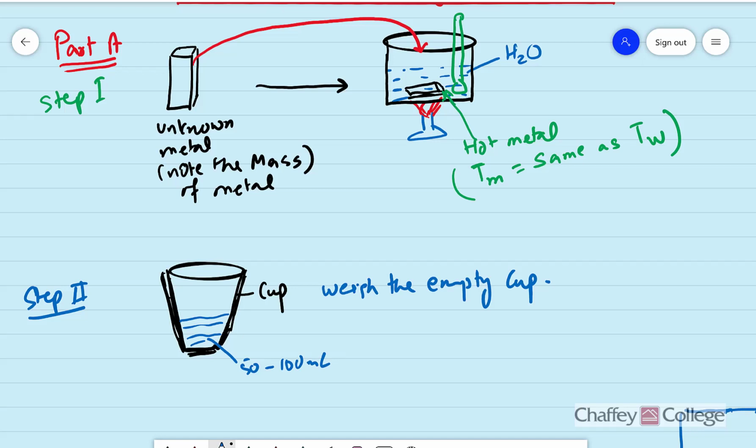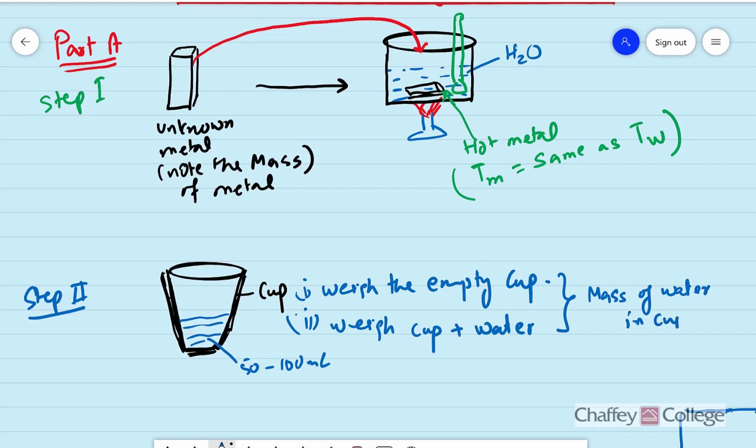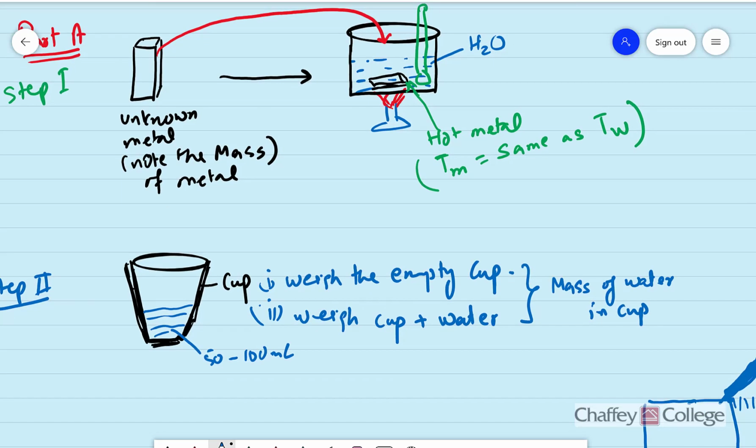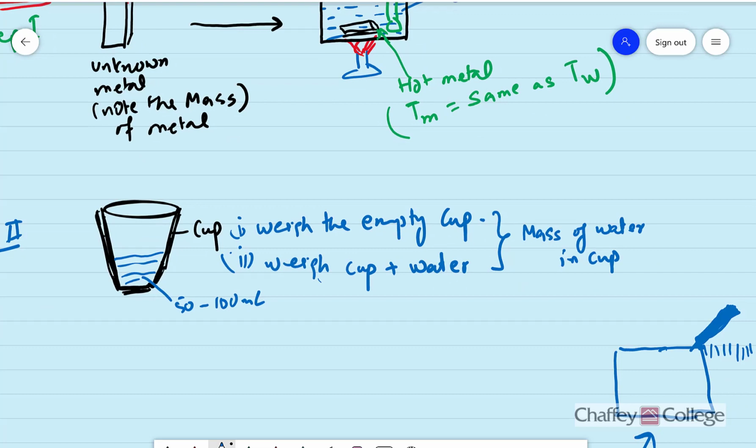Anywhere between 50 to 100. And after adding water, weigh again. So now it's cup plus water. So we have the empty cup mass as well as the cup plus water mass. From there we can calculate the mass of water in the cup. We will subtract the empty cup mass from the combined mass, so we can calculate the mass of the water.